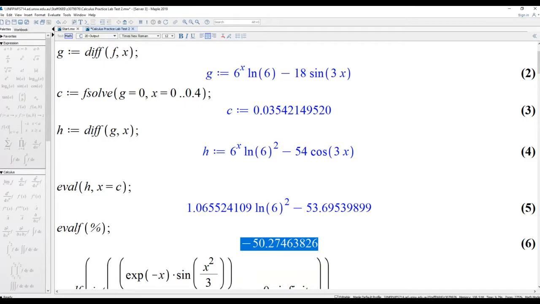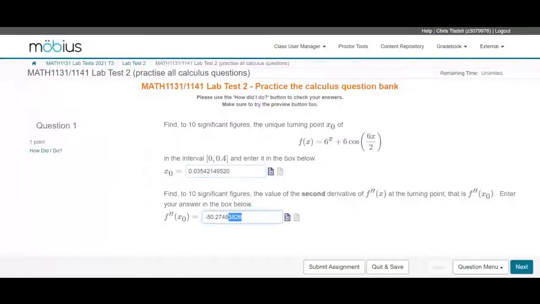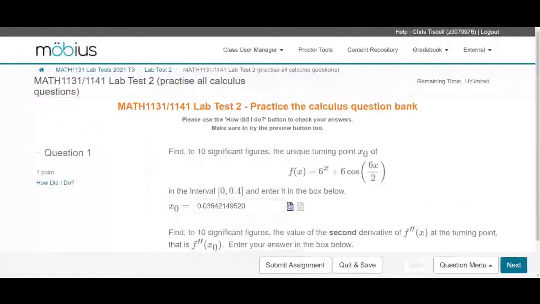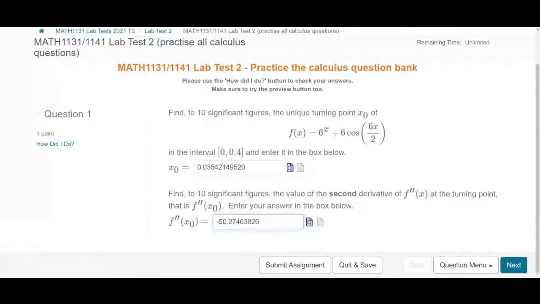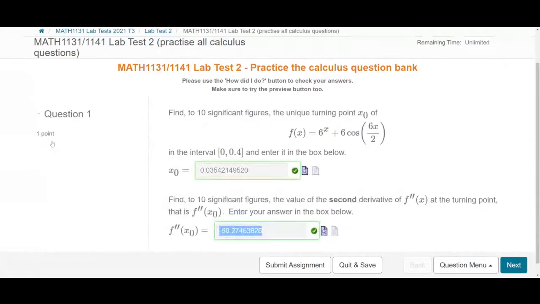So if I go back to my exam now, you can see down here that's where I've just copied and pasted the value from Maple. How did I do? Yay, it's correct. Okay, so are there any questions for that one? Let me know in the chat.